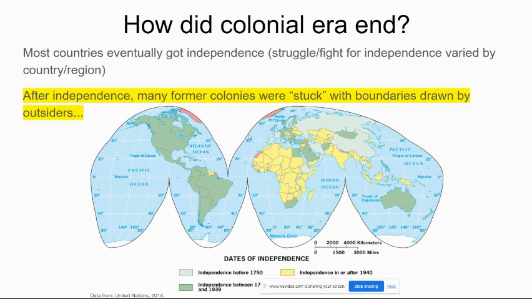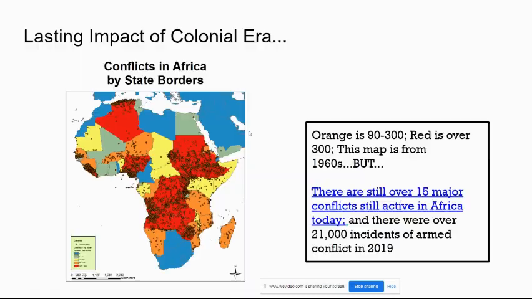So most countries eventually get their independence. You're going to learn a lot more about colonialism, the history of colonialism, and those independence movements in world history next year, which will be a full year course. So we're just touching on colonialism as it relates to our current boundaries. But most countries eventually got their independence. They struggle, they fight for independence. It's going to vary by region. But after independence, many former colonies were still stuck with those boundaries that were drawn by outsiders. So they're still stuck with those superimposed boundaries.